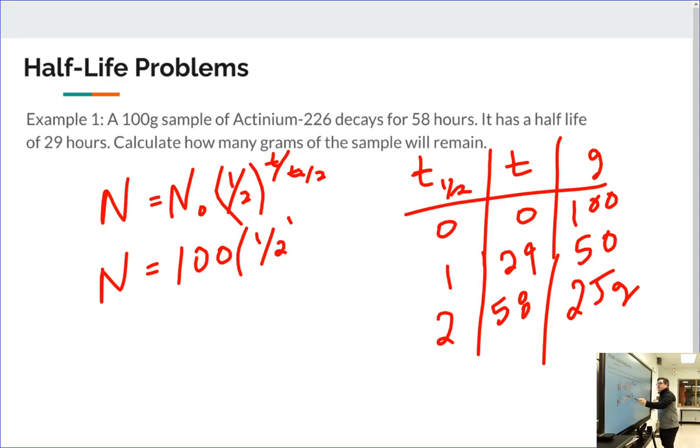1/2 to the power of t. How much time has elapsed? 58 hours, divided by, and what's my half-life? 29, right? Yeah. So t being the time elapsed, t 1/2 being your half-life, we could just, and here's why I love these calculators.